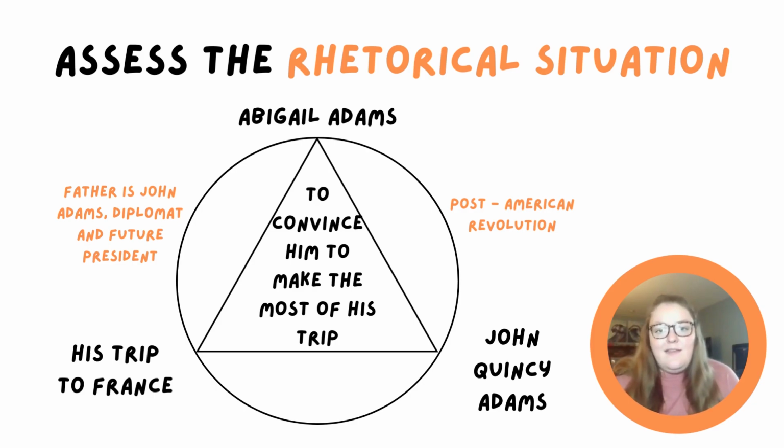From these things, I was able to determine that the purpose was to convince him to make the most of this trip to France. He's clearly hesitant, which she acknowledges in the very beginning of the letter, but ultimately she wants him to walk away from this experience better than he started. So that is kind of our overall summary of the rhetorical situation for the annotation model's passage.